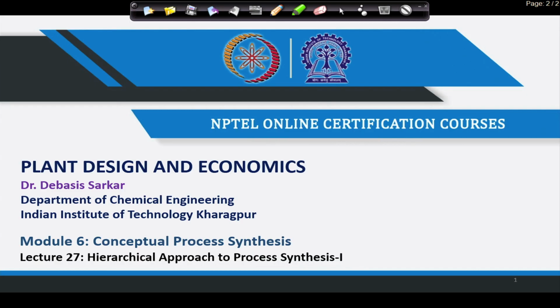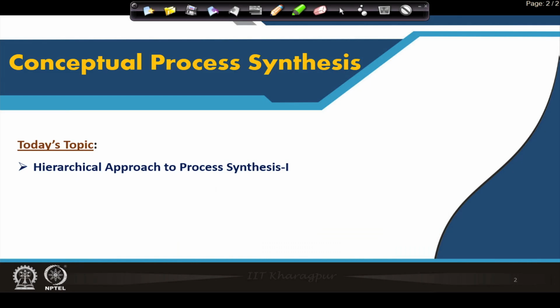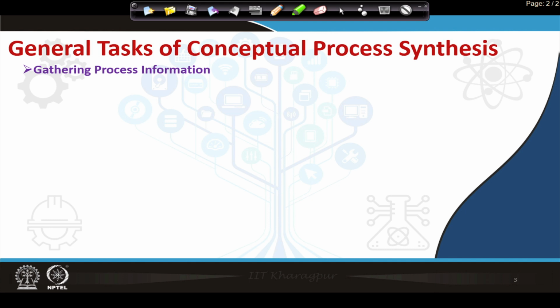In this module, we will mostly focus on hierarchical approach to process synthesis and very briefly talk about the algorithmic methods for process synthesis. So, today we will start with part 1 of hierarchical approach to process synthesis. Now, there are certain general tasks of conceptual process synthesis. First task is to gather process information.